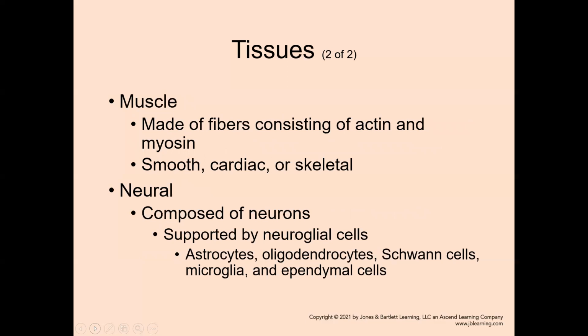Then we have the muscles, and they are made up of fibers consisting of actin and myosin, and those basically make the cell move by shortening and lengthening the fibers based on the directions that it's receiving from the brain. Muscle cells do not reproduce, and there are smooth muscle cells, cardiac muscle cells, and skeletal muscle cells. Then we have neural cells. These are composed of neurons, and basically their job is to process and transmit information to the body, so the body knows how to function.